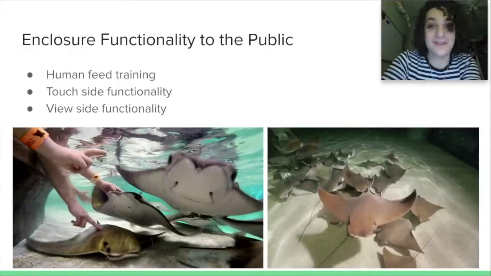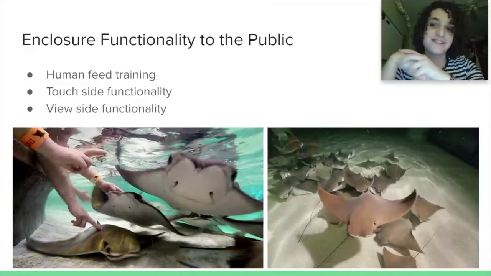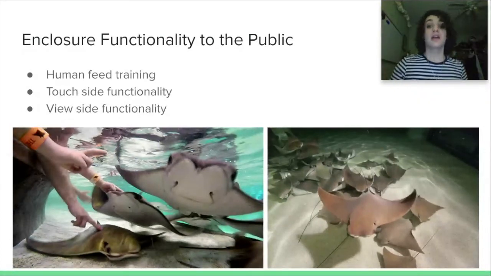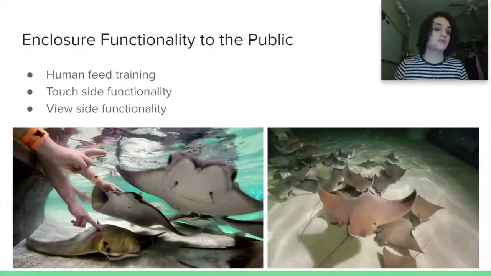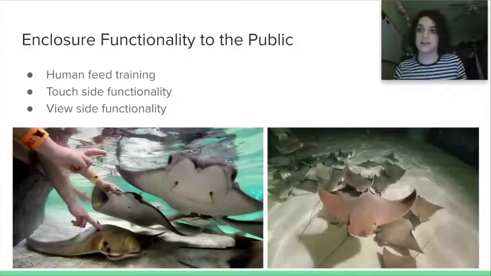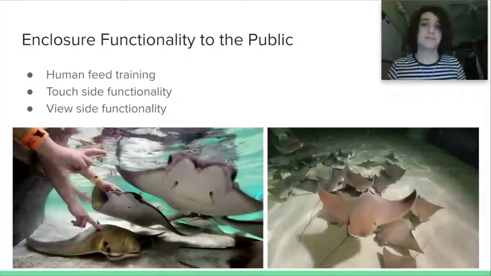Finally, enclosure functionality to the public. So seeing as the ray tank's main draw is going to be the touch tank aspect of it, we need to deal with that situation. The rays will be introduced to humans through the aquarium employees and will be slowly introduced to being fed by humans and interacting with humans regularly for a couple months until they are ready to meet with the public. The reason we don't do that immediately is because the rays are probably going to be skittish around humans initially, and also the public is a lot more unpredictable than a bunch of aquarium employees.